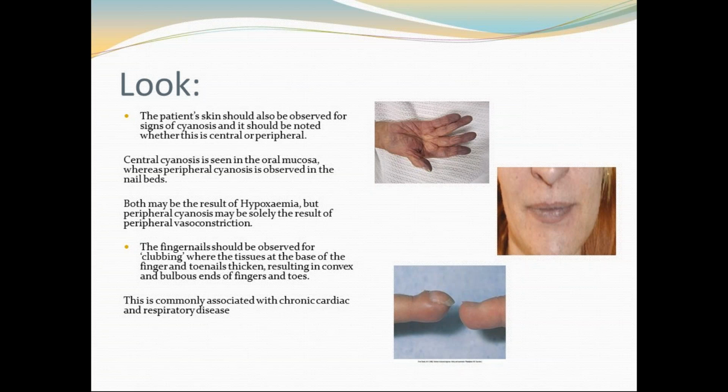So central cyanosis is seen in the oral mucosa. So you've got some slightly blue dusky lips here, but if you ask the person to open their mouth and look inside the mouth, all of the oral mucosa will be, again, this dusky purpley colour. So hypoxemia, lack of circulating oxygen, and I've also talked about peripheral vasoconstriction in terms of if we've got heart disease problems.